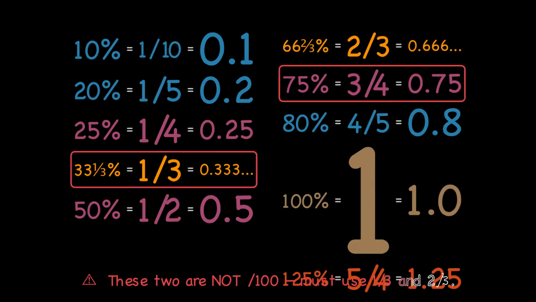Special warning for these two. 33 1/3% and 66 2/3% are not over 100. You must write 1/3 and 2/3. This is a very common PSLE mistake. Do not fall into that trap.